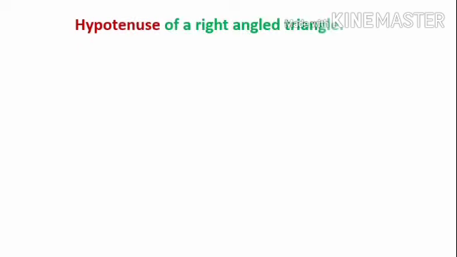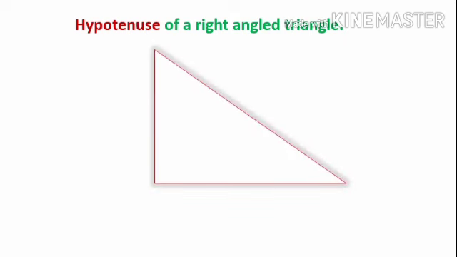Next, we shall recall the concept of hypotenuse of a right angle triangle. As we all know, a right angle triangle means one angle must be equal to 90°. And the term hypotenuse means the side which is opposite to the 90° angle. Here the 90° angle is this one. The side which is opposite to 90°, that is this side, is called the hypotenuse of a right triangle.